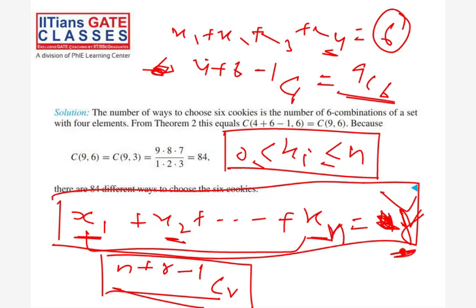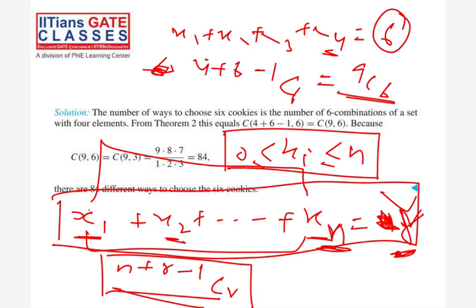Because we are making r combinations, what do we mean by r combination? We are interested in selecting r things. So that's why the summation must be equal to r. And this n basically tells us how many different types of things we have. Like in the apple, orange and pears example, n was 3 because there were 3 different types of things. In this cookie example, there are 4 different kinds of cookies. So n is equal to 4.